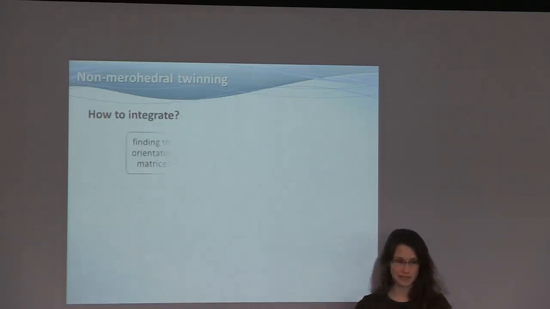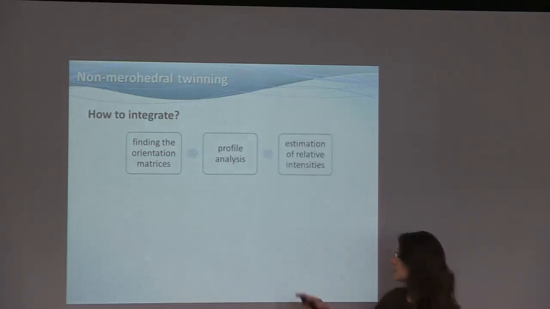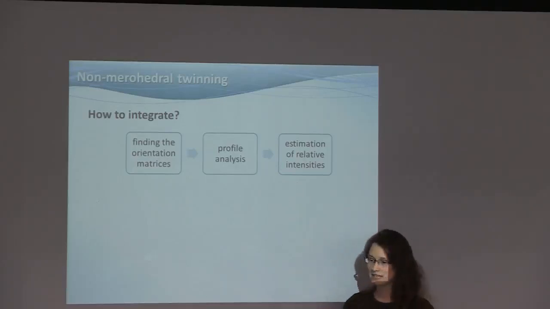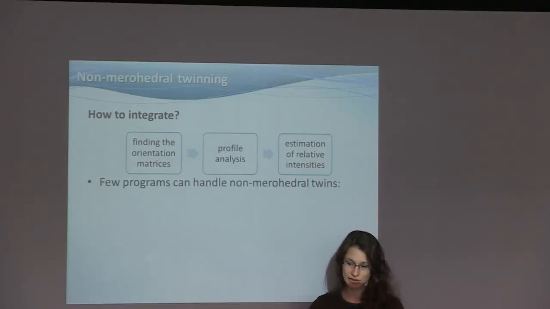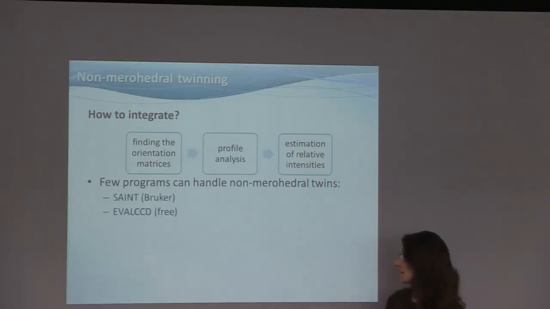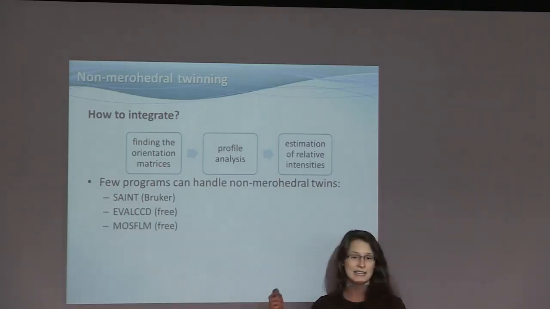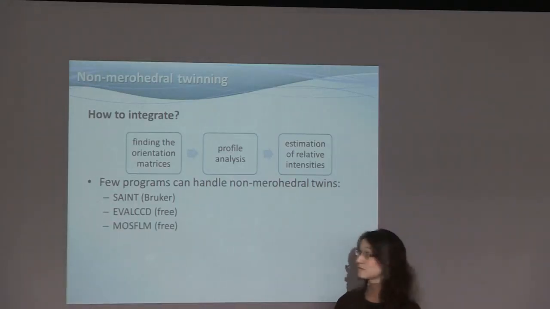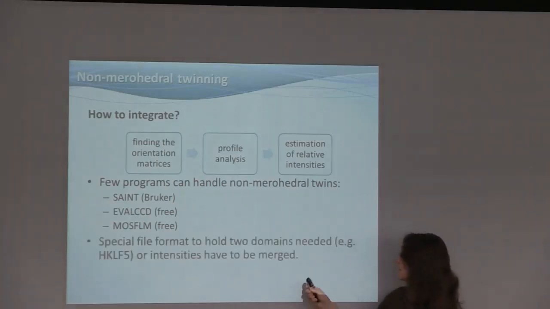How do we integrate this? So we have now found the cell. We know the twin law. Now we need to find that. We could do a profile analysis and estimate the relative intensities. Very few programs can handle non-merohedral twins in this way: Saint, eval, CCD, MOSFilm, and I don't know how far Dials is with this. It can, so Dials as well. Possibly means that I need to replace some slides here.